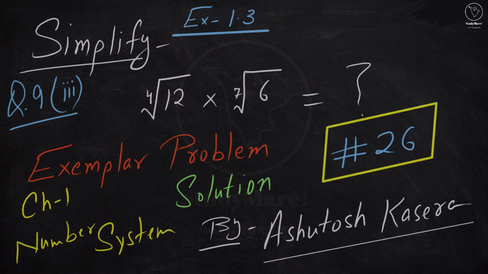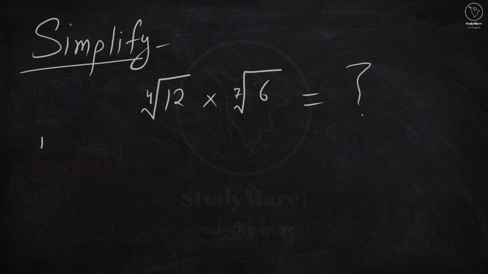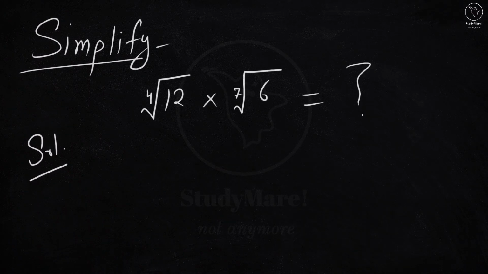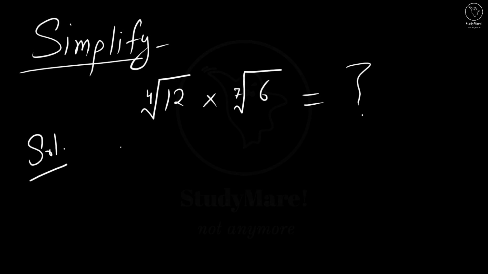Simplify 4th root of 12 into 7th root of 6. Let us solve this. It may look complex in the beginning, but it is not. Simple. Let's start with writing the question first, which is 4th root of 12 into 7th root of 6.